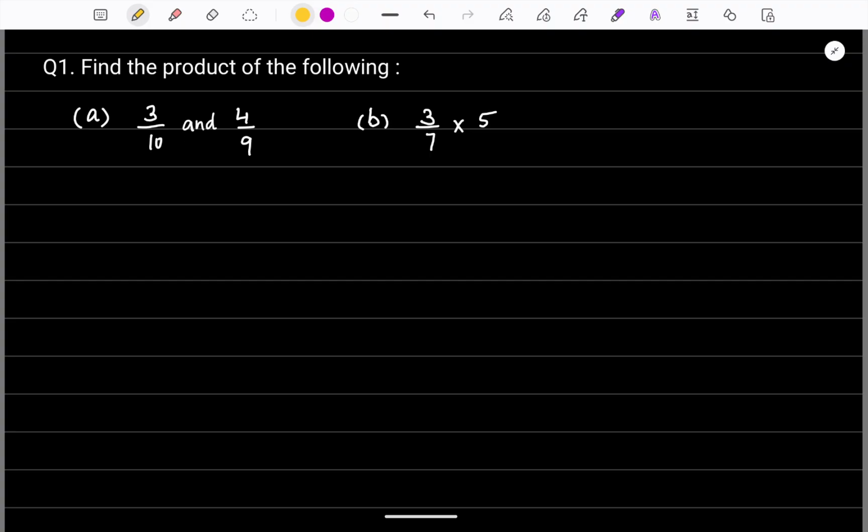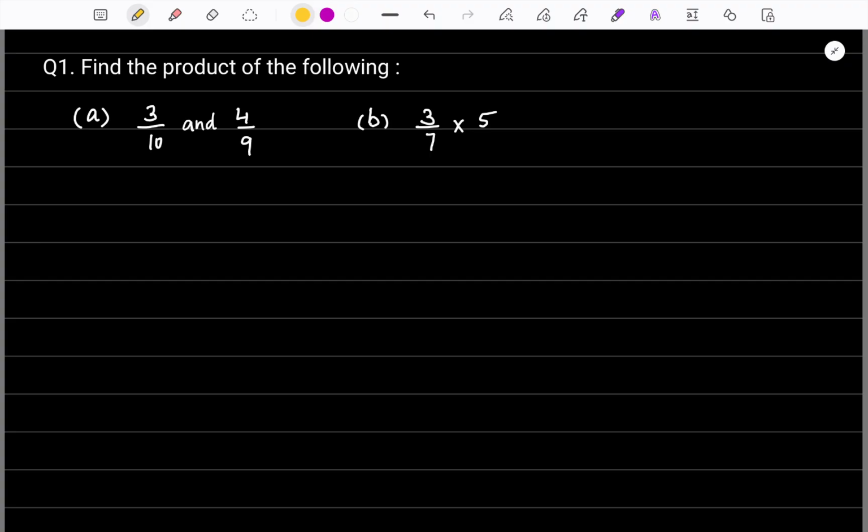So now we will solve some questions related to multiplication of fractions. We will be taking all kinds of fractions, be it a proper fraction, improper fraction, or a mixed fraction. We will also take up whole numbers in these examples in order to have clarity on the subject.